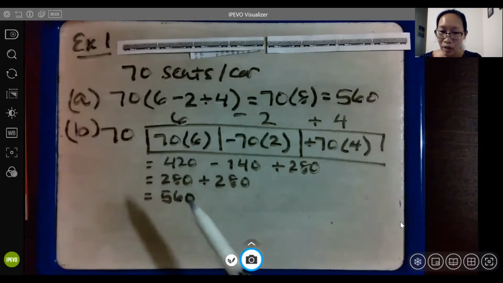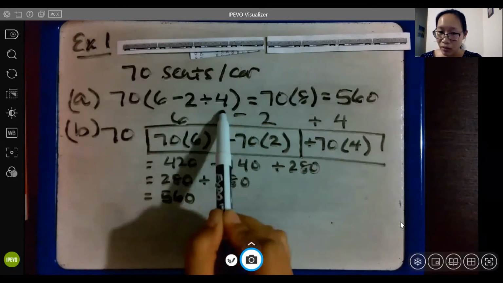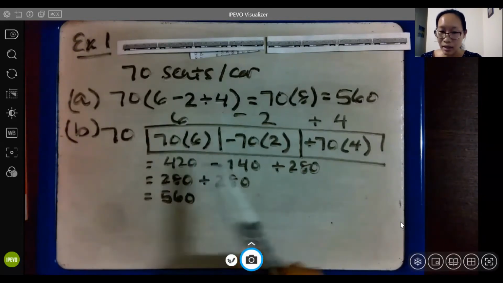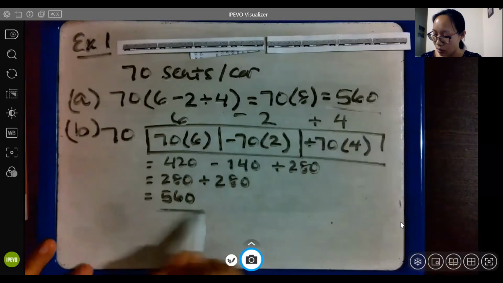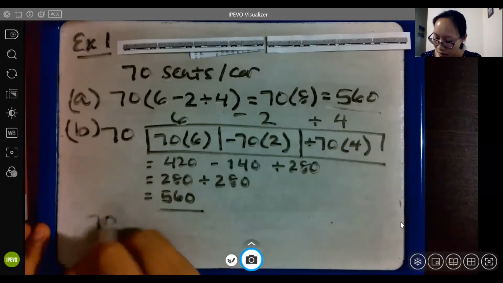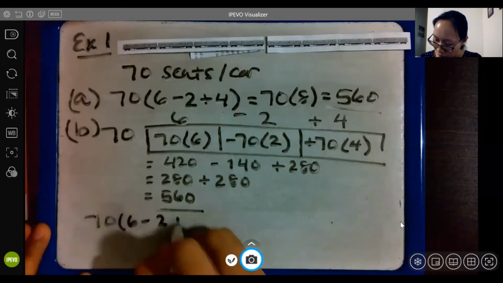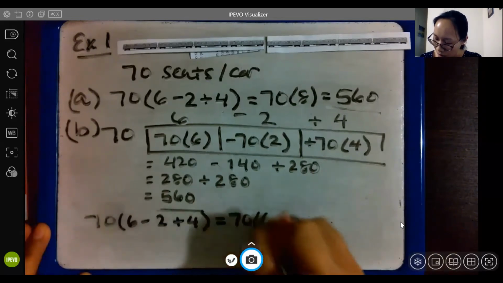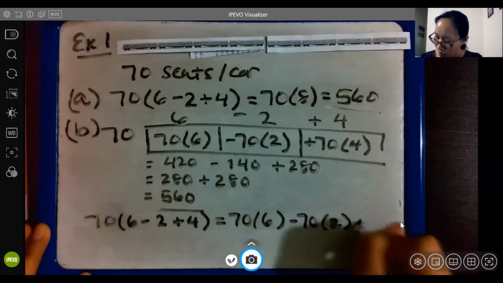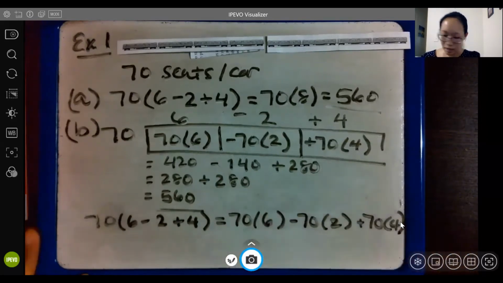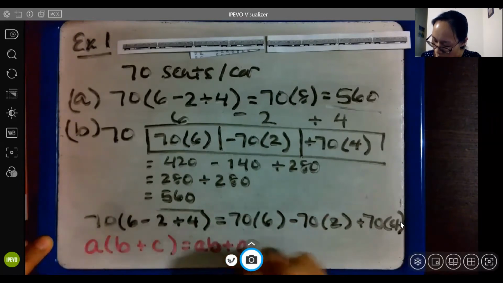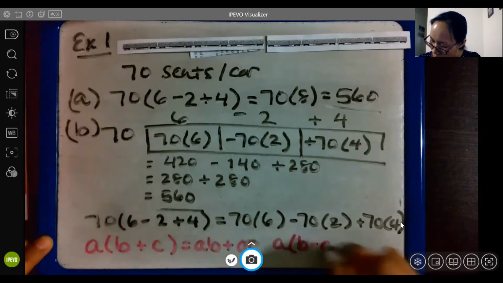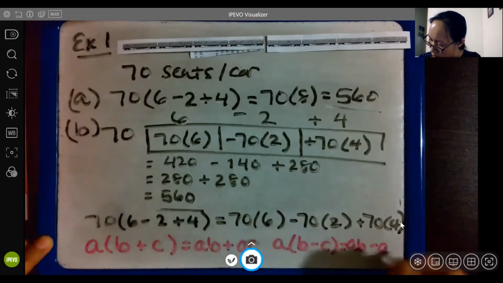Notice that no matter how you thought about it, whether you wanted to find the total number of cars first, or you wanted to find the seats at every point in the train's history, we still ended up with the same number of seats for the whole train, 560. This tells us that 70 times (6 minus 2 plus 4) is equal to 70 times 6 minus 70 times 2 plus 70 times 4. This is an example of the distributive property, which tells us in general that A times (B plus C) is equal to AB plus AC, and A times (B minus C) is equal to AB minus AC.